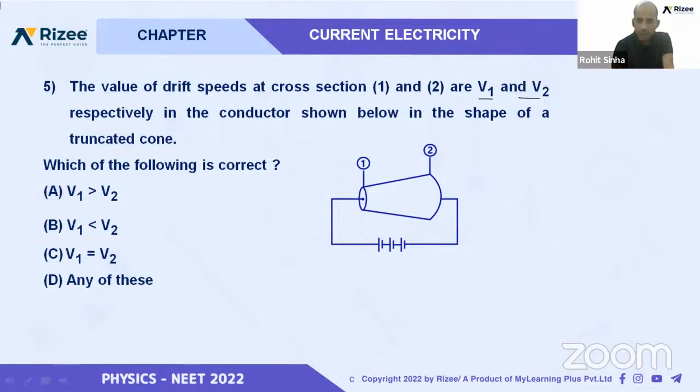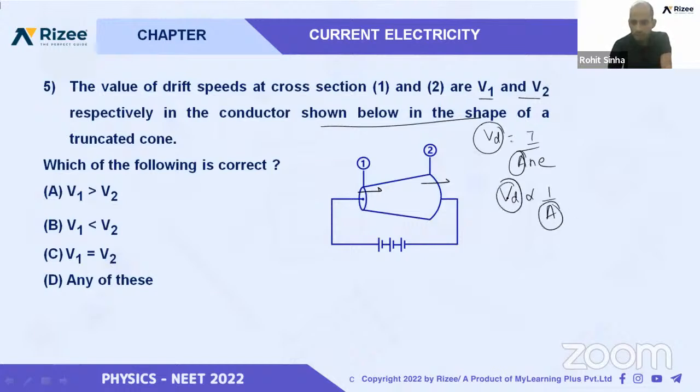V1 and V2 are the drift speed here and here. We know drift speed Vd is equal to I by A into N into E. So here we can see Vd is variable and A is variable. Vd is inversely proportional to area. Where area is more, Vd will be less. So we will say V2 will be less than V1. So let me check this only. Okay, good.